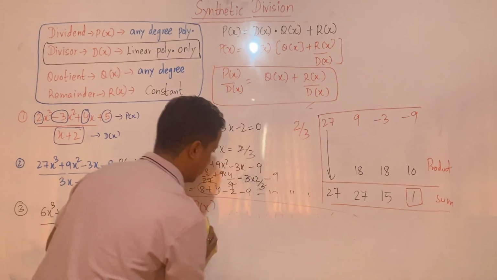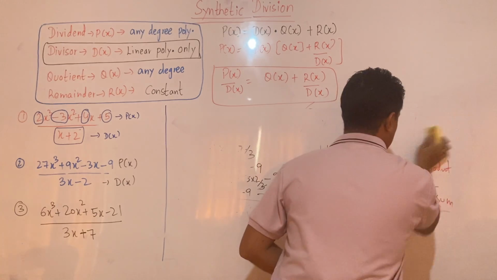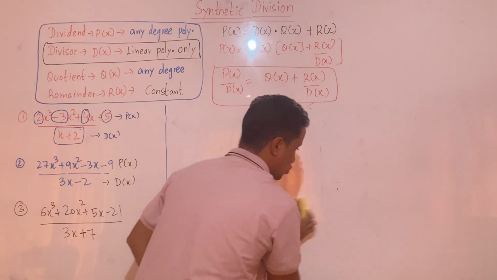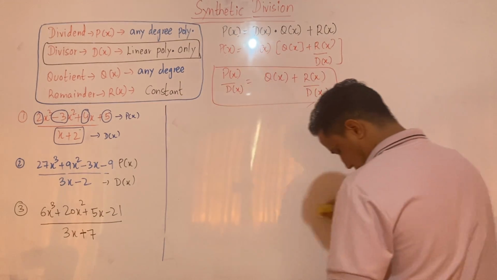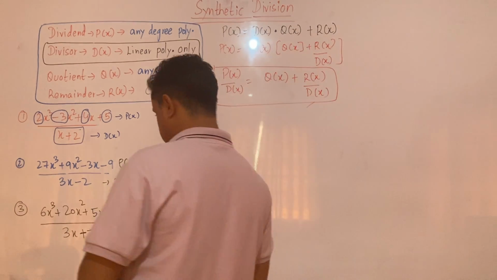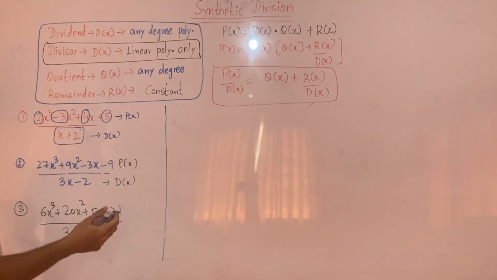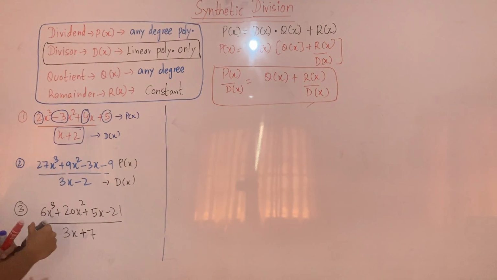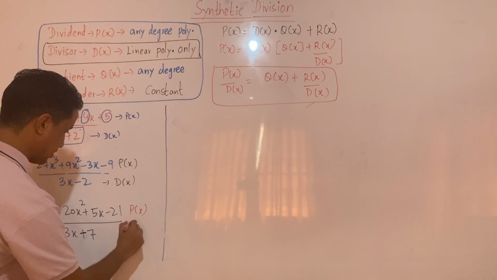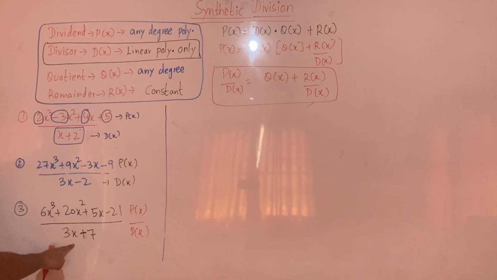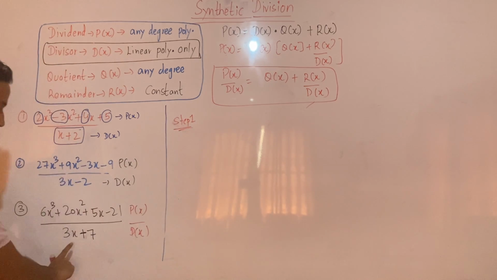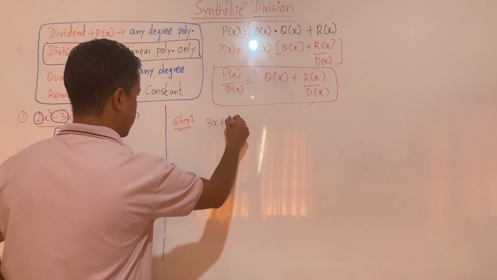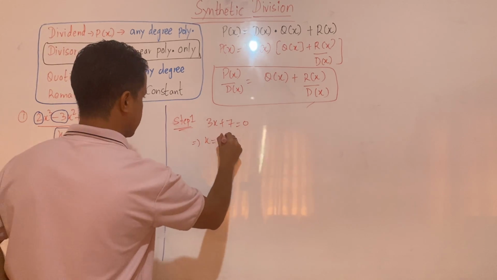Okay, now let's go to the last one. Last one, number 3. Okay, now see here. Here this is px, this one is dx. Check if dx is linear. Yes, it's linear, right? So our step number 1, equate the divisor to 0. 3x plus 7 equals 0, means the value of x is minus 7 by 3.